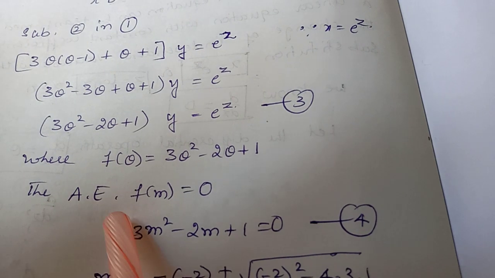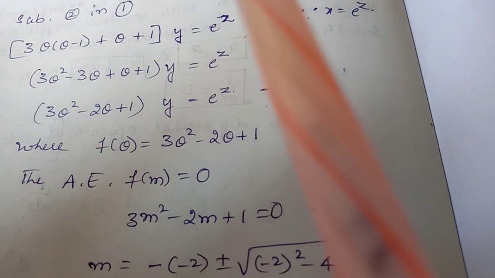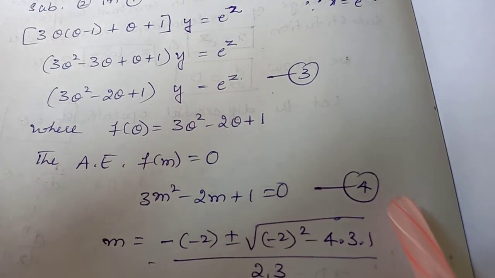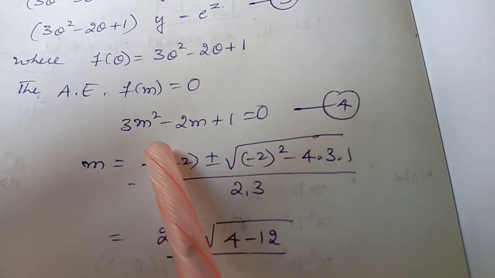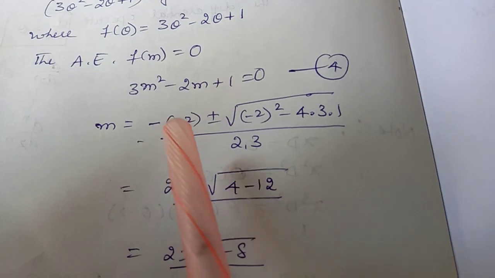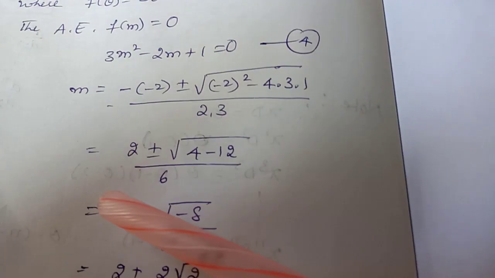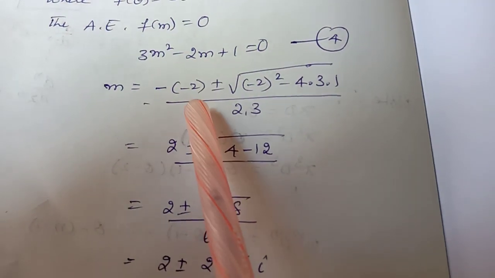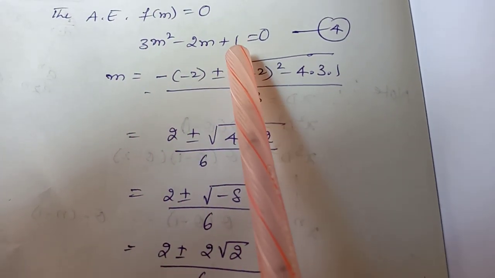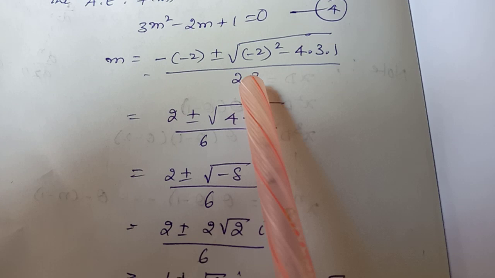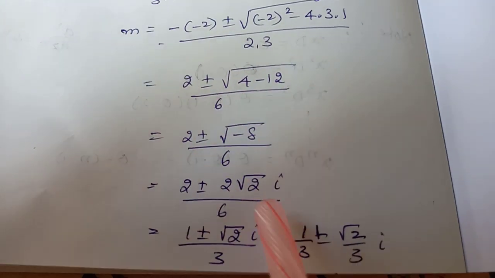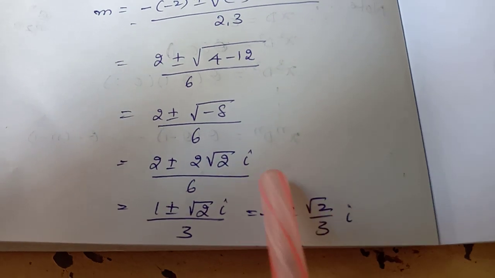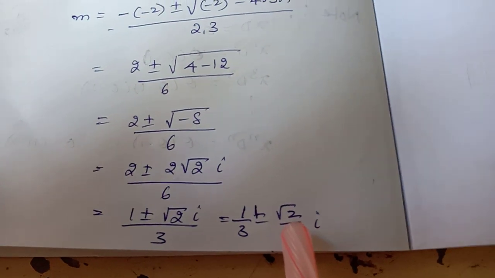Now we find the auxiliary equation for this: f(m) = 0, that is, 3m^2 - 2m + 1 = 0. This is equation 4. Now we find the roots of this equation using the formula m = (-b plus or minus root of b^2 - 4ac) / 2a. Here b is -2, a is 3 and c is 1. Substituting all the values, we get m = 1/3 plus or minus root 2/3 i. This is a real part and this is a complex part.